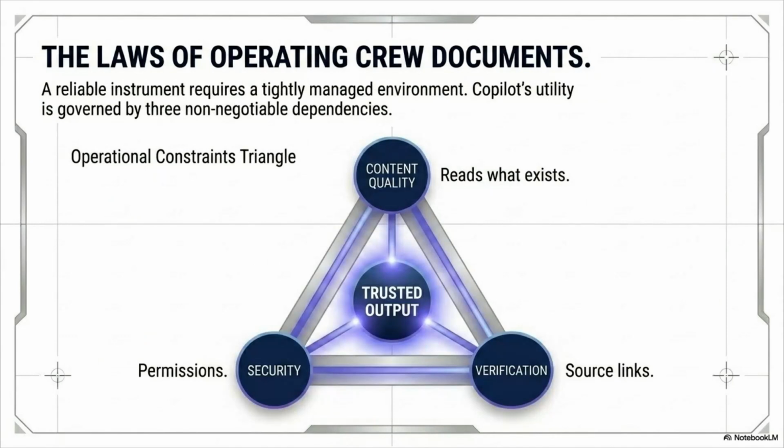The laws of operating crew documents. A reliable instrument requires a tightly managed environment. Copilot's utility is governed by 3 non-negotiable dependencies, shown here as the operational constraints triangle. Content quality at the top. Copilot reads what exists. Poor documents produce poor answers. Security at the bottom left. Permissions are the boundary. Copilot operates within your access levels. Verification at the bottom right. Source links are provided. Use them. Trusted output only happens when all 3 are in place.